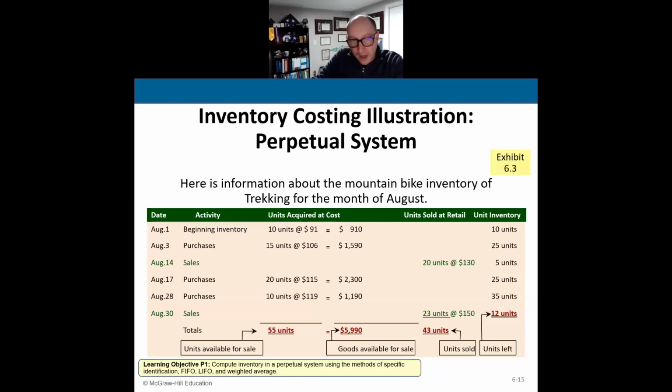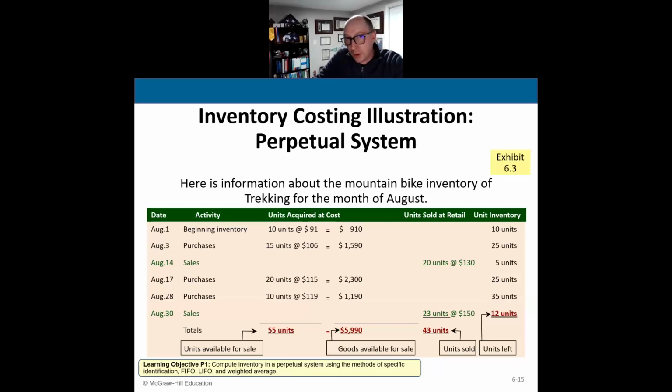Then on August 30th, we had a sales rush. A lot of people came in. They bought mountain bikes that day. We sold 23 mountain bikes at $150 each. That means I had a remaining balance of 12 at the end of August.